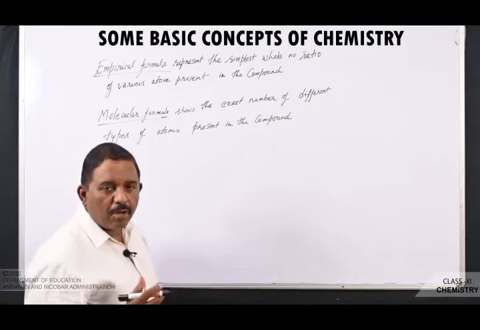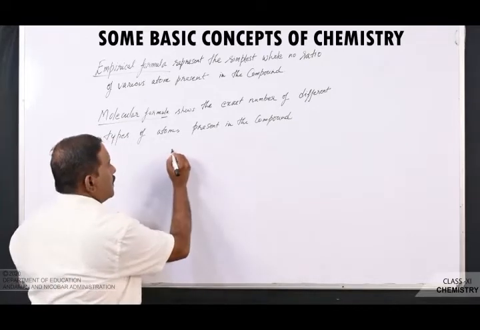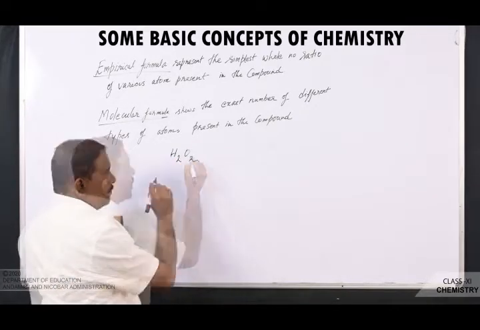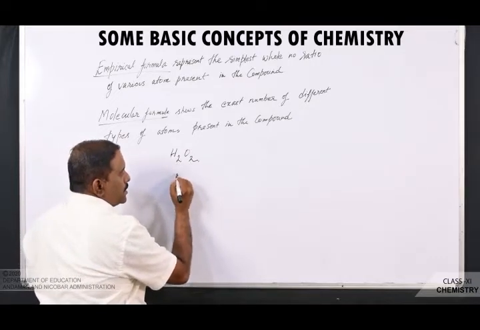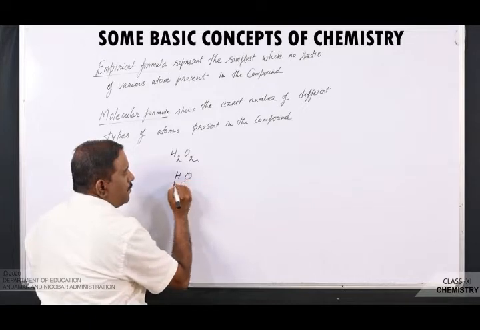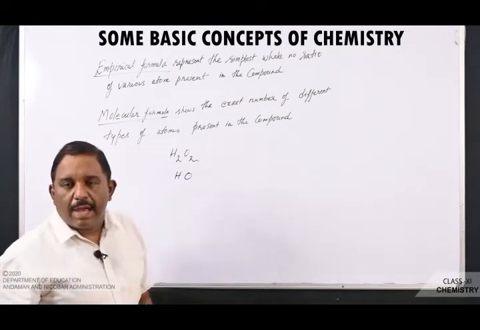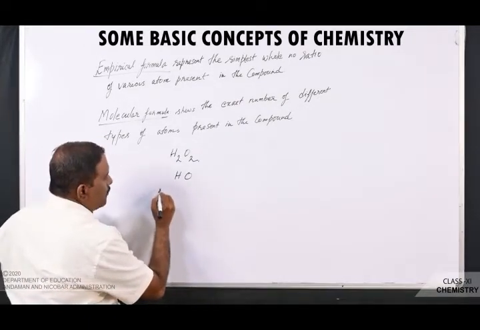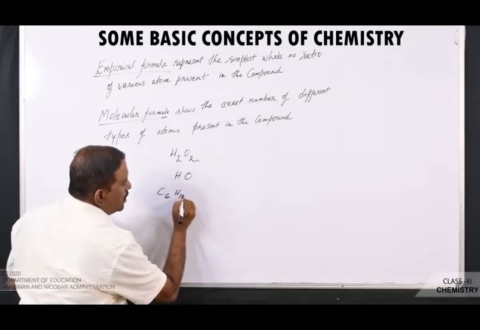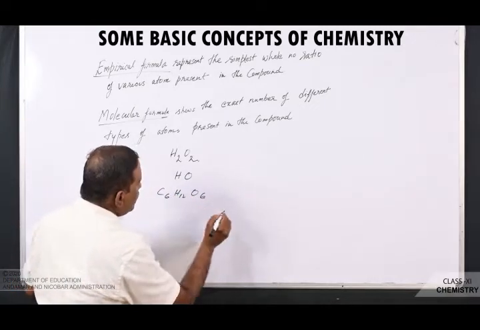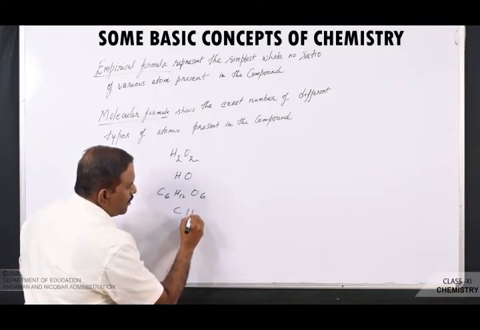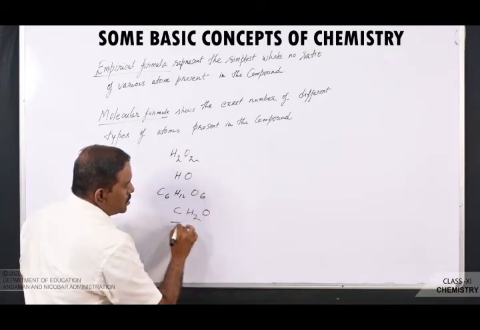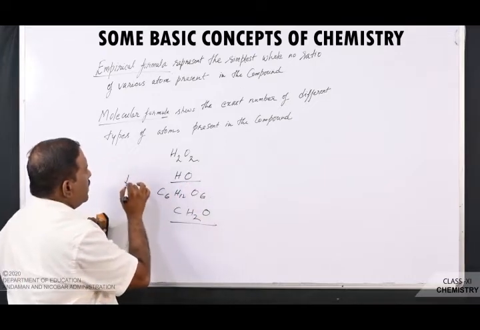So the formula of hydrogen peroxide, as you all know, is H2O2. When we take the common factor, that is 2, the empirical formula will be HO. As you all know, the formula of glucose is C6H12O6. Here the common factor is 6, so the empirical formula will be CH2O. So this is the empirical formula.